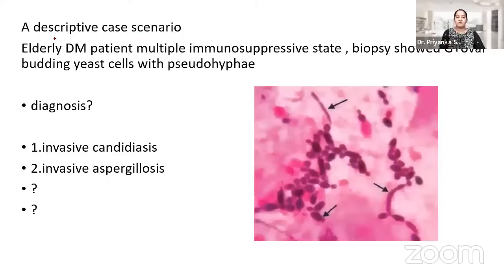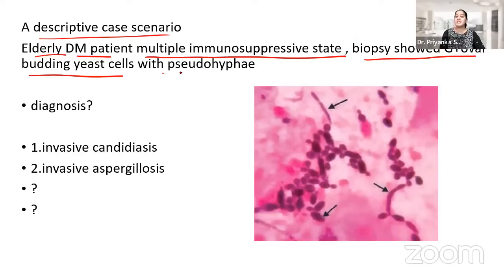Okay. Now the next question was some descriptive case scenario based question in which there was an elderly patient, a diabetic patient, on multiple immunosuppressive drugs, right? And the biopsy showed gram-positive oval budding yeast with pseudo-hyphae. Was this the exact question you got? You didn't get the image? I have provided the image, right? So you got a question on pseudo-hyphae.